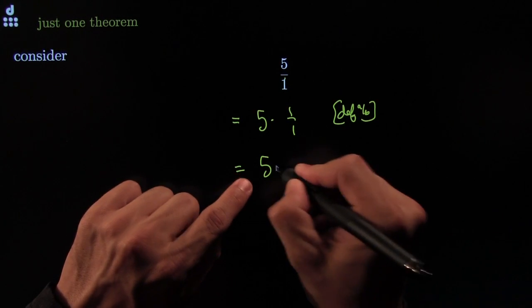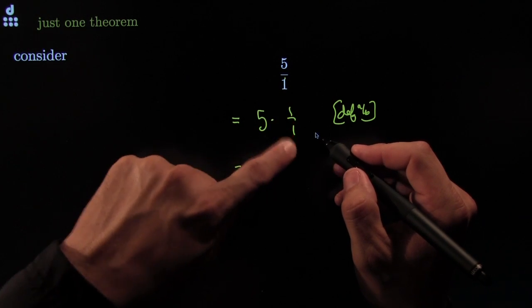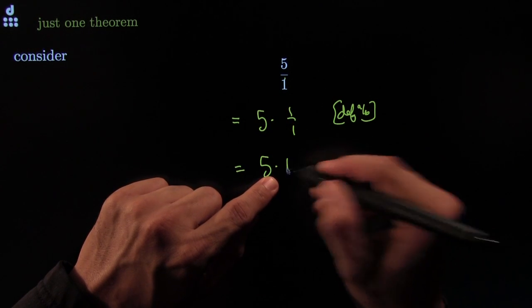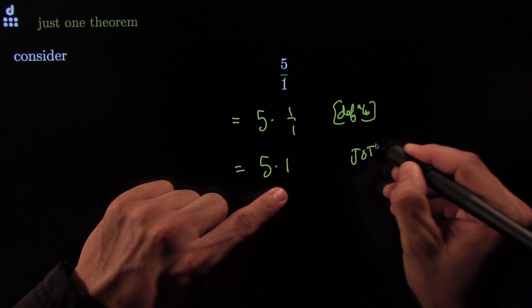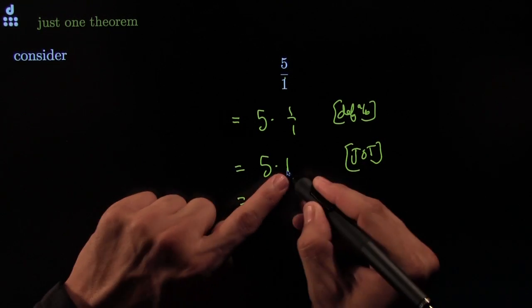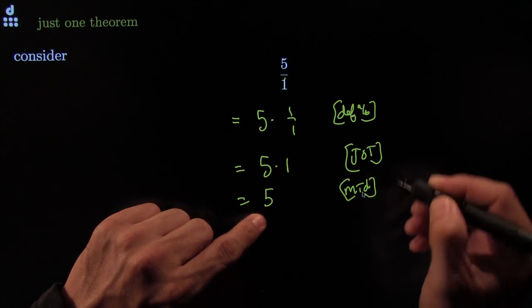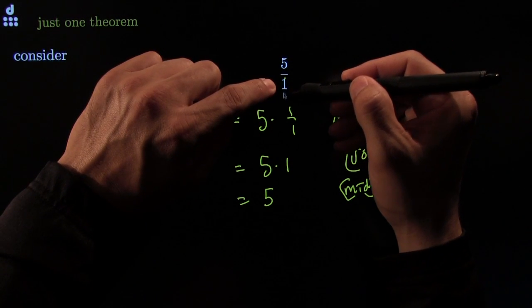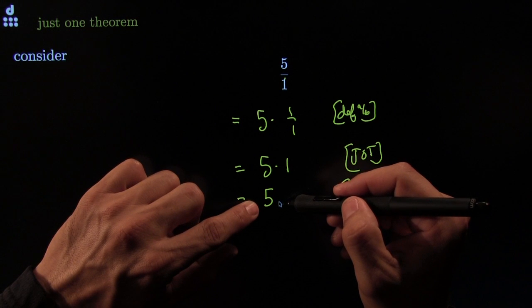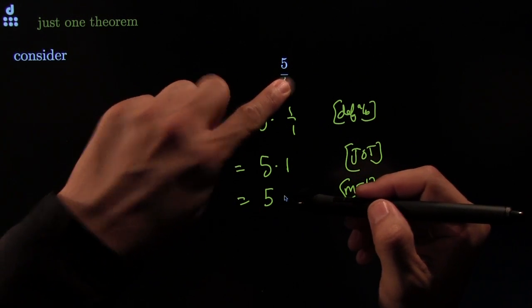And of course, we just got done saying that any number over itself, any real number over itself, is equal to 1. That's by the just 1 theorem. And of course, 5 times 1 would just be 5 by the multiplicative identity. And so you see the 5 over 1 at the end of the day turns out to be the same thing as 5. The 1 under does nothing.